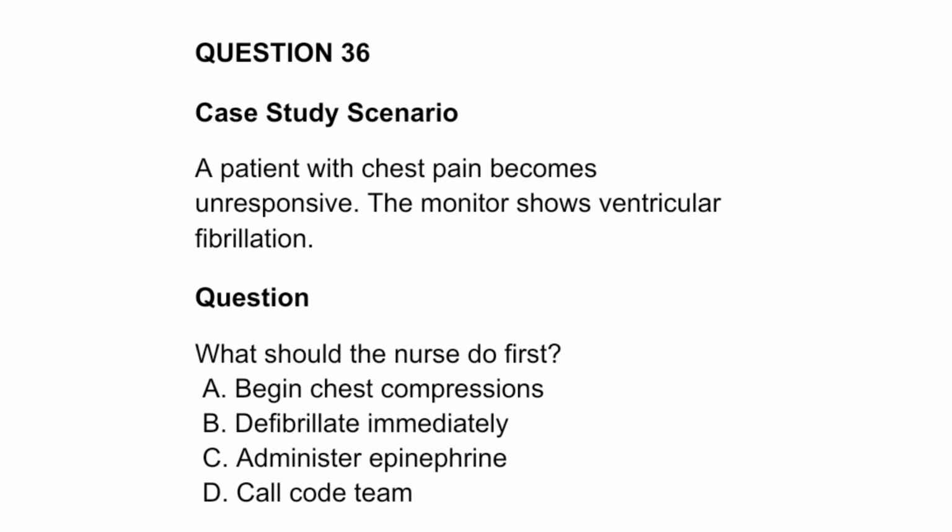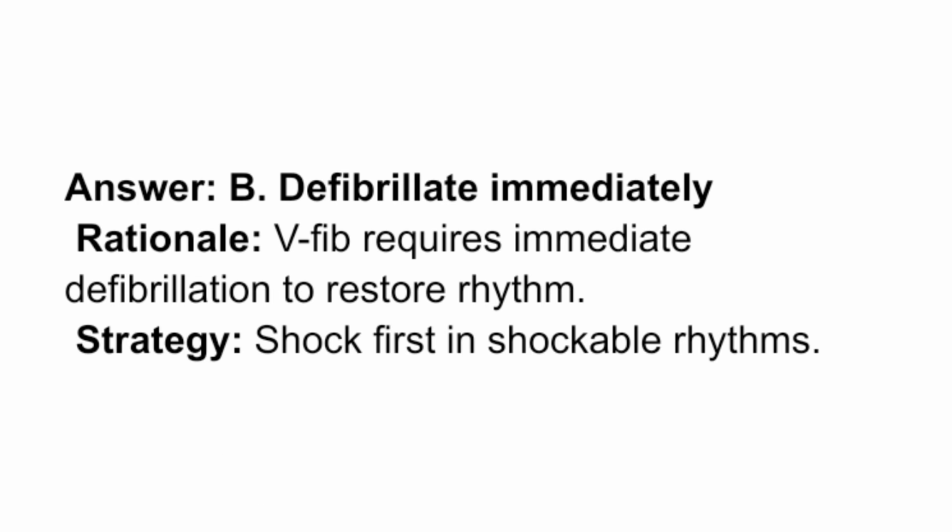Question 36. Case study scenario. A patient with chest pain becomes unresponsive. The monitor shows ventricular fibrillation. Question: what should the nurse do first? A. Begin chest compressions. B. Defibrillate immediately. C. Administer epinephrine. D. Call code team. Answer: B. Defibrillate immediately. Rationale: VFib requires immediate defibrillation to restore rhythm. Strategy: shock first in shockable rhythms.